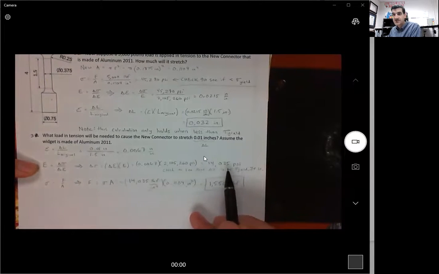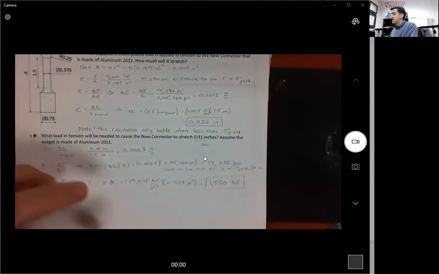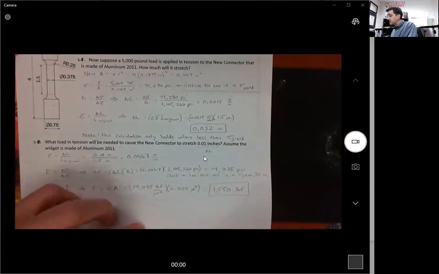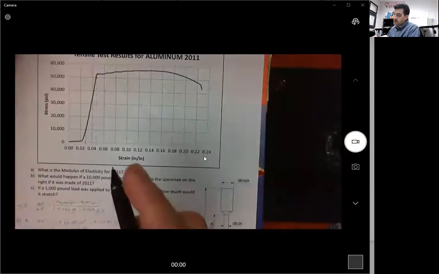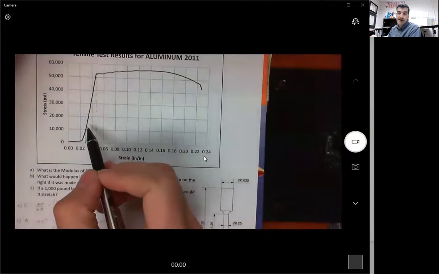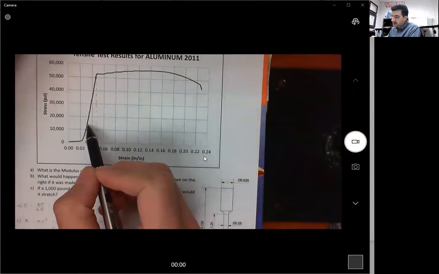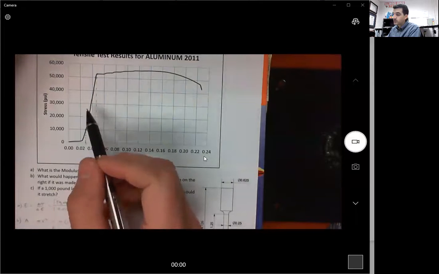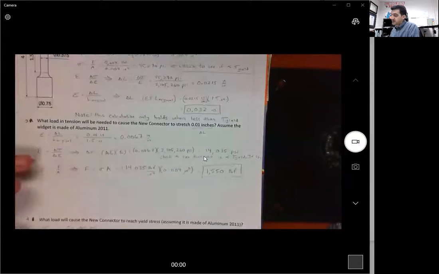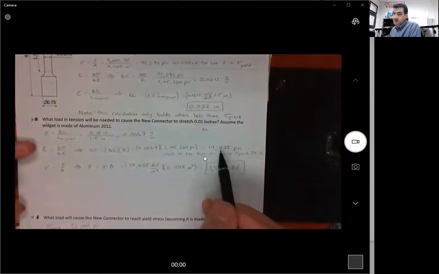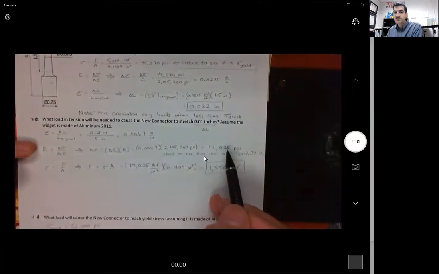So we need to check to make sure it's less than the yield stress. And so if you don't remember, you can go back to check your stress strain curve. And we're talking about 14,000 psi. It's about here. So we're well under the yield stress. So that's good, we can proceed and carry out the calculation because that value is less than the yield stress.